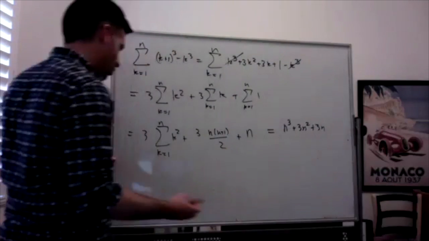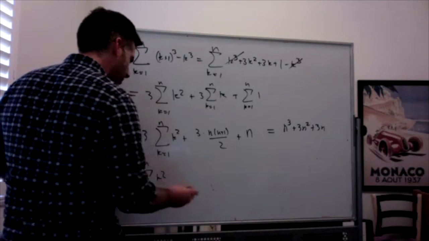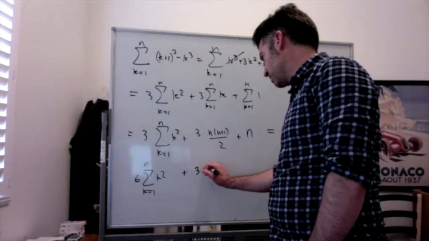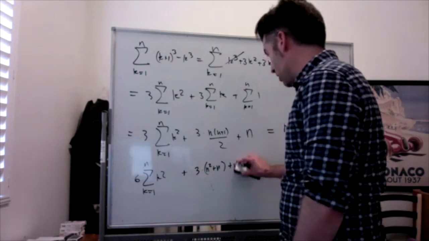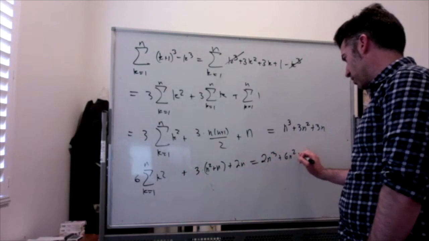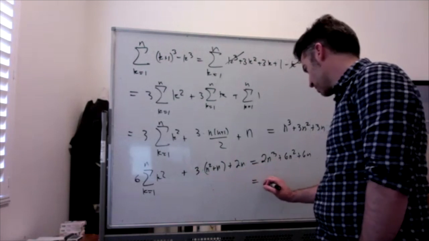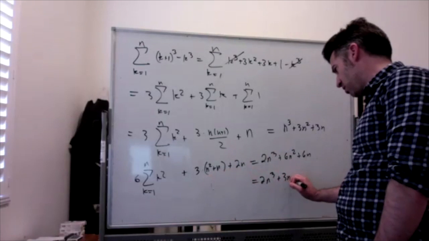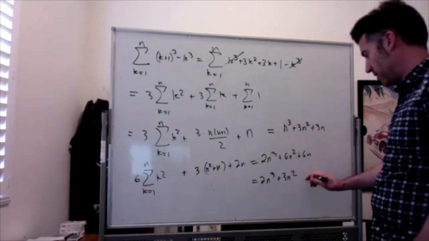Let's multiply everything by 2. So I've got 6 times the sum from k equals 1 to n of k squared. Multiply by 2 to get rid of this. So I've got plus 3 times n squared plus n plus n, sorry, plus 2n, right? Multiplying everything by 2 equals 2n cubed plus 6n squared plus 6n. Subtract the 3n squared, so you're going to get 2n cubed, 6n squared minus 3n squared is 3n squared, and then 2n plus 3n is 5n, so 6n minus 5n is n.